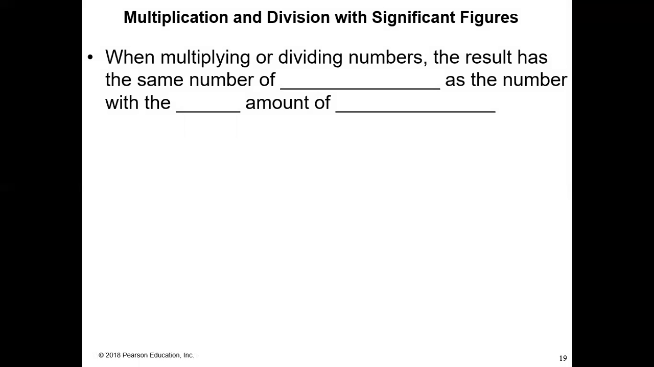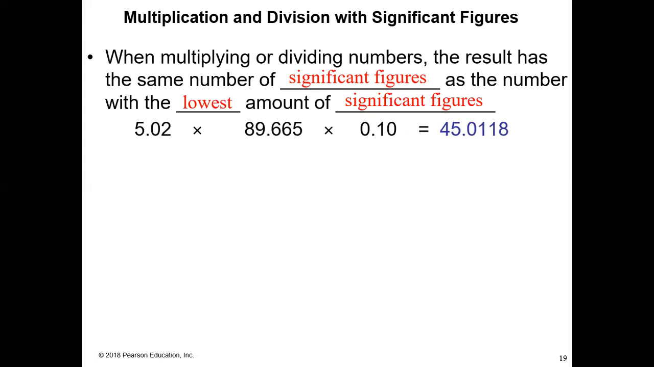Then how do we decide how many significant figures to keep when we want to do the rounding? We will see the rules that tell us how many significant figures to keep when we do the calculations. The first type of calculation is multiplication and division. When you multiply or divide numbers, the result has the same number of significant figures as the number with the lowest amount of significant figures. So let's see some examples.